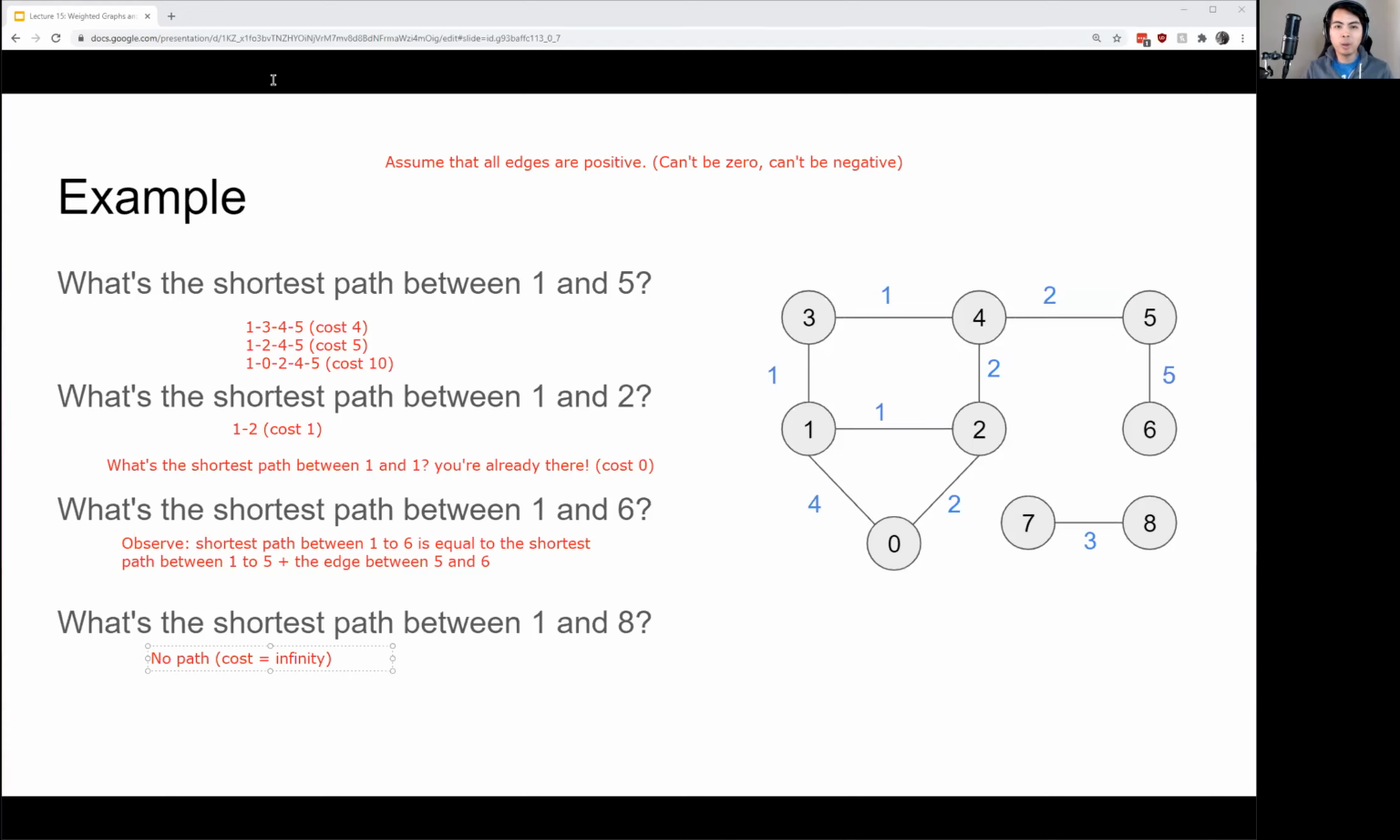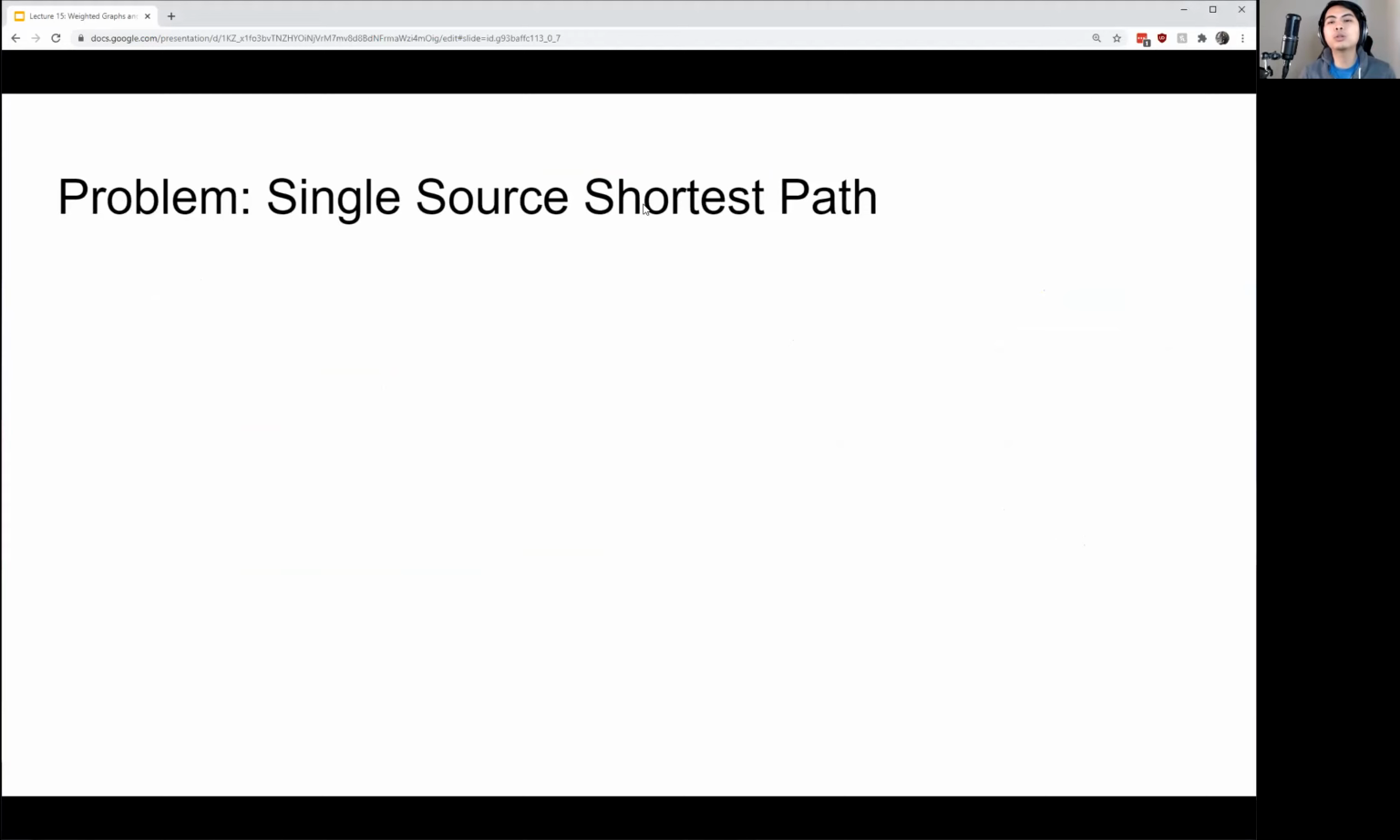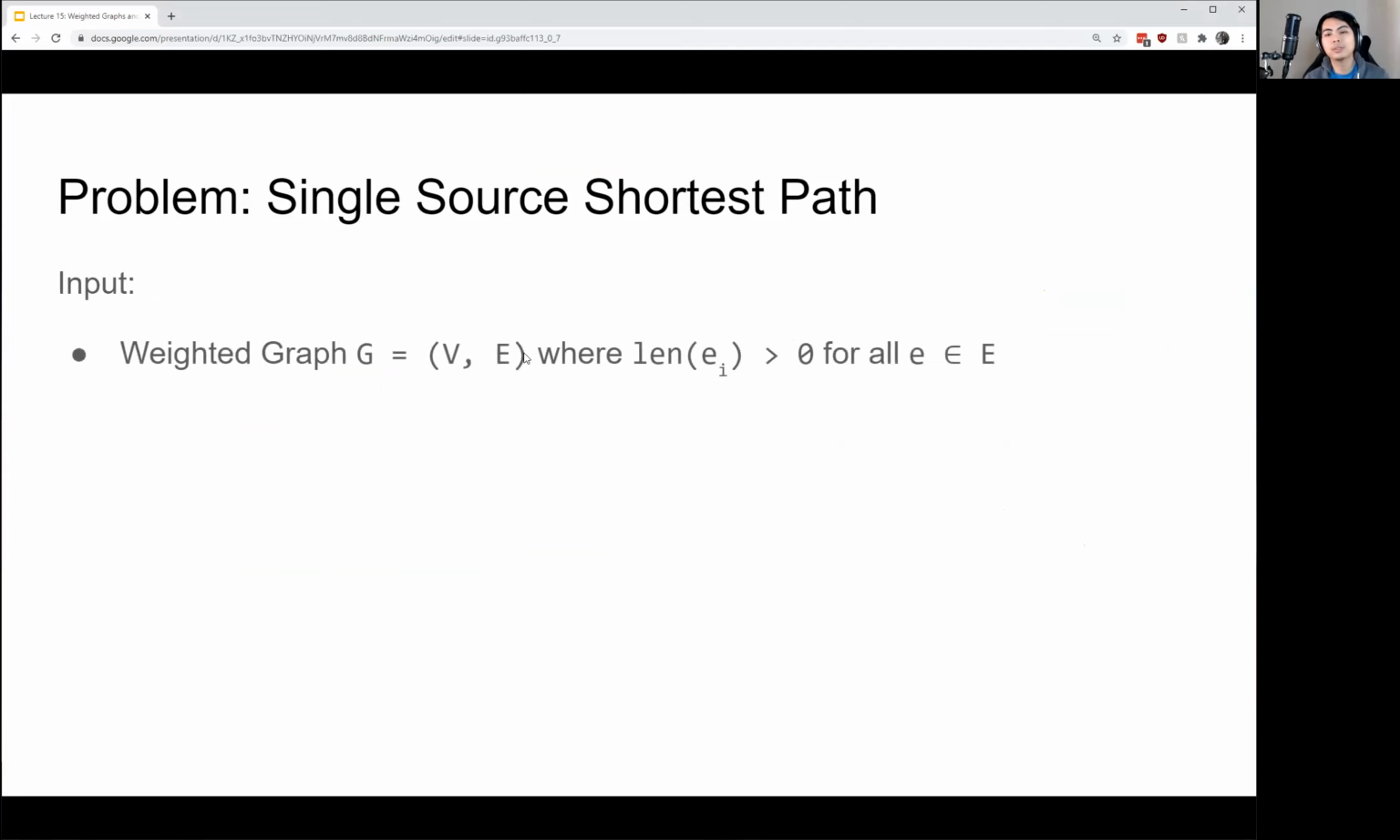So hopefully now you have an intuition of what pathing looks like. We're going to go ahead and look at the formal definition now, the formal problem we're going to try to solve. This is called the single source shortest path. What we're going to take as input is a weighted graph, G = (V, E), where the weights of all the edges are positive, right? As we said before, we're assuming all edge weights are positive. In other words, it can't be 0 and it can't be negative, right?